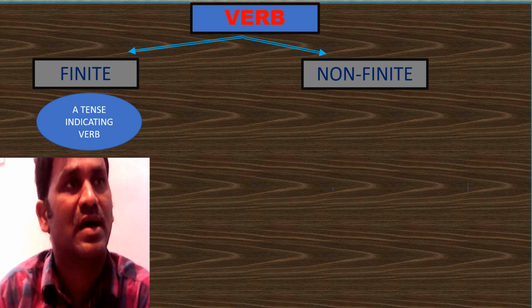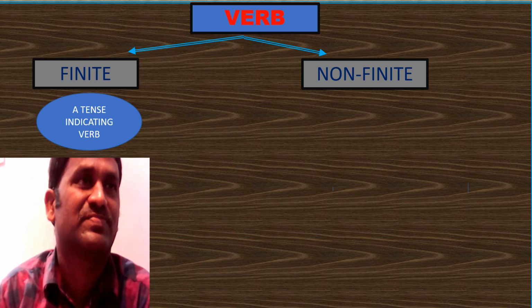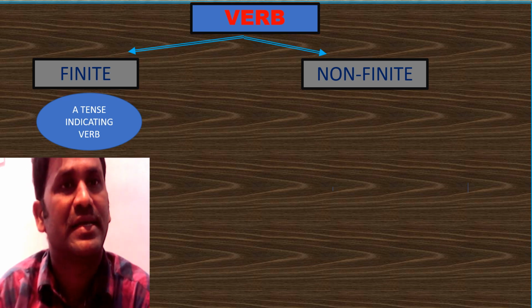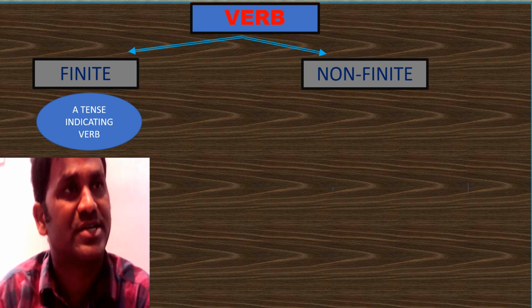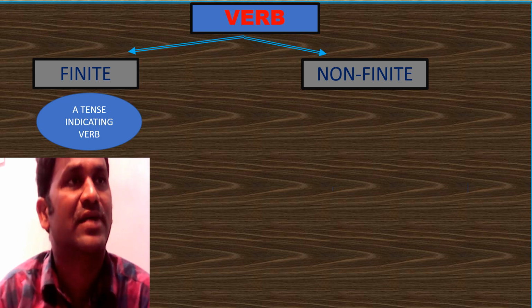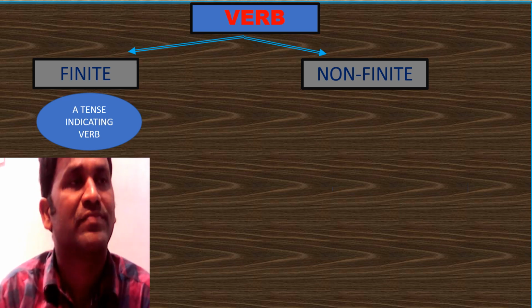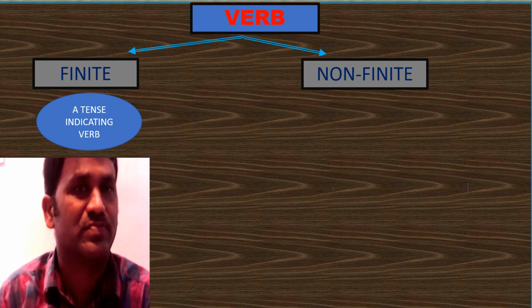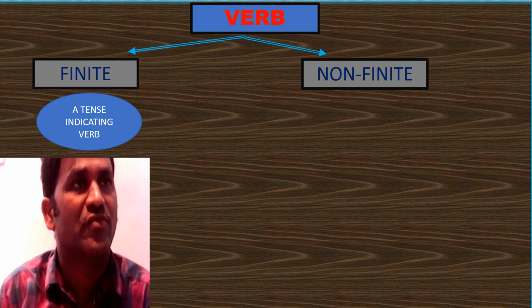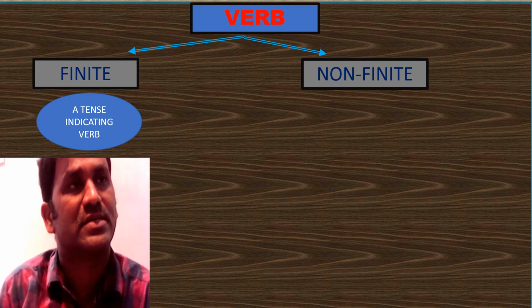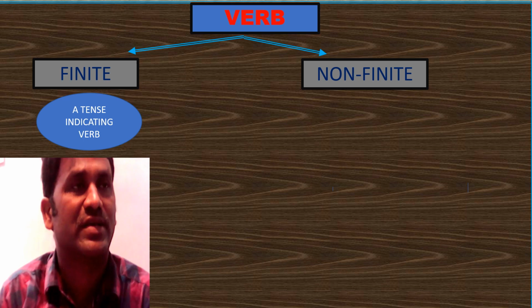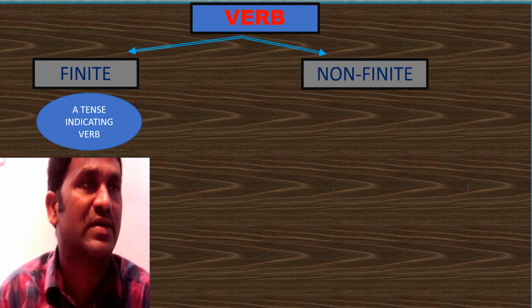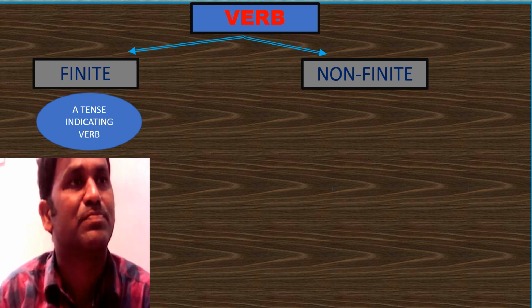For example, I am teaching English now. Here, I am teaching is showing that it is in present continuous tense. I am teaching, so it is a finite verb. For example, I will go to Vizag tomorrow. Here we have will go. Will plus go. It is simple future. For example, yesterday I saw a movie. Here saw is a finite verb because it has simple past tense.